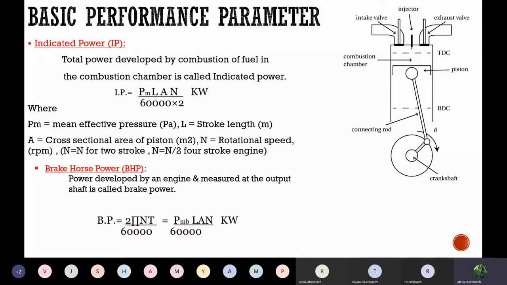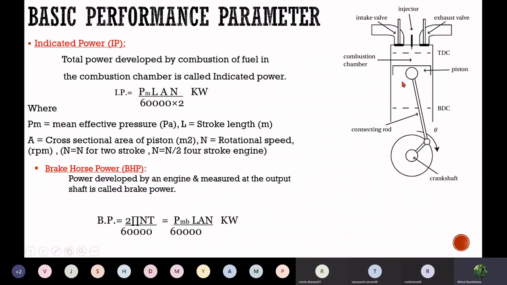So let's start to discuss the basic performance parameters, in which this is the schematic diagram of the piston cylinder assembly, in which the piston is continuously reciprocating in a prescribed dimension, that is in between the top and bottom, called the top dead center and bottom dead center. The length is referred to as the stroke length. This dimension is the diameter, called the bore diameter of the piston, with inlet and exhaust valves. Now this reciprocating motion is converted into rotary motion by means of a cranking mechanism, right?